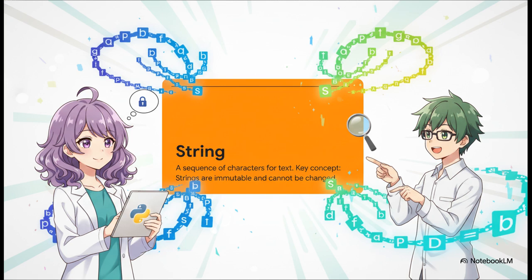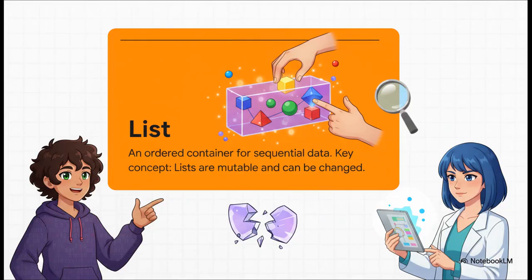What does that mean? It means once you create a string, you can't change it. You can't edit it. You can only make a brand new one. Now compare that to lists. Lists are containers that hold a sequence of items, and they are the complete opposite of strings. They are mutable. This means you can change them all you want, add new items, remove old ones, or swap things out. That flexibility is just incredibly powerful.